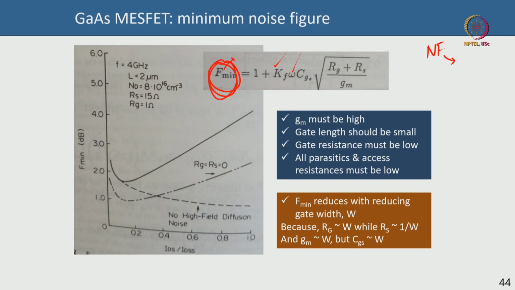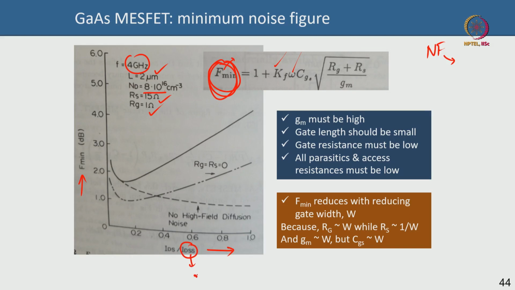However, at a device level, here you see the minimum noise figure plotted for a gallium arsenide MESFET technology at 4 gigahertz for a 2 micron gate, which is pretty long. The channel doping is 8 into 10 to the power 16 per centimeter cube. The source resistance is 15 ohm, the gate resistance is 1 ohm. And on the input side, you are plotting ID by IDSS.